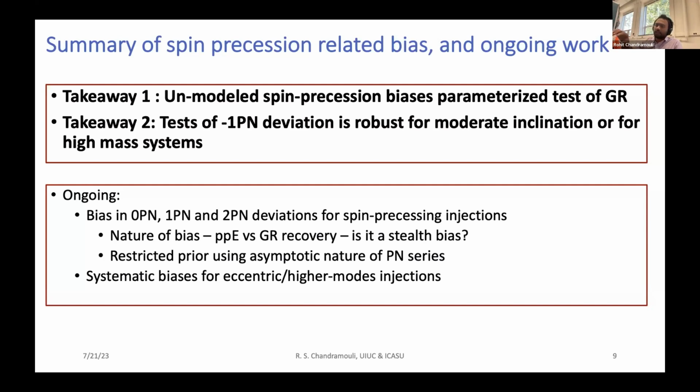And we're also looking at the bias due to missing eccentricity and higher modes. And with that, I will end my talk. Thank you.